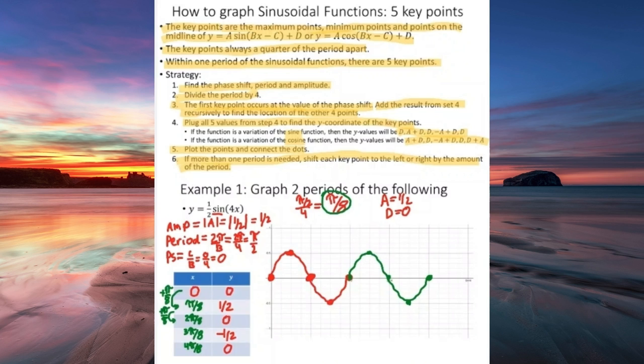So after shifting our graph that we had in red over to the right pi over 2 units, we obtain our second period here in green. If we had space available on the left, we could have also shifted our graph to the left pi over 2 units, but since I only have room on the right, we shifted to the right. But there are 2 periods of the graph of y equals 1/2 sine of 4x.